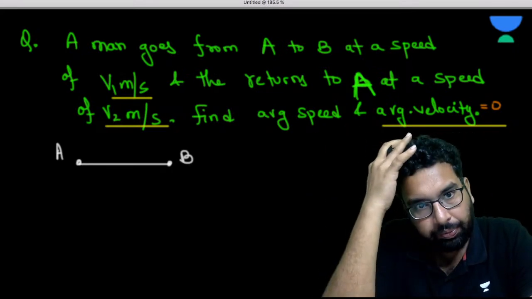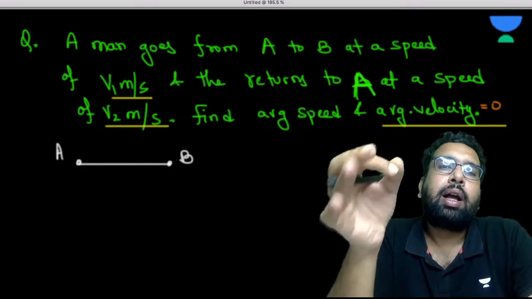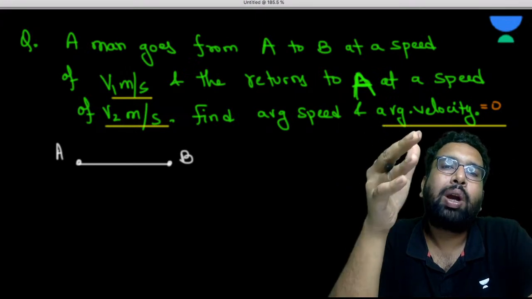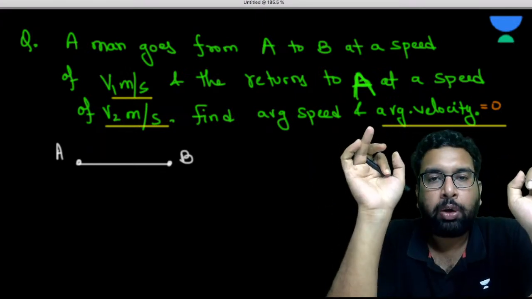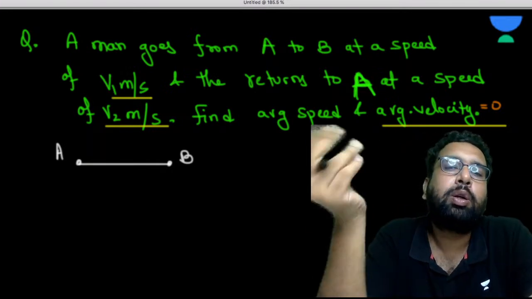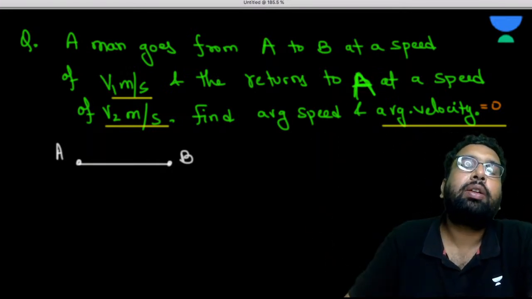Yes or no? अरे कोई इंसान जहां से चला वहीं वापस आ गया. Someone has moved from some point and returned back to the same point. So what is the shortest distance? What is the displacement? It is going to be zero. So average velocity is first of all zero.